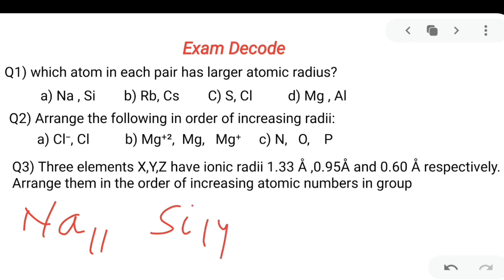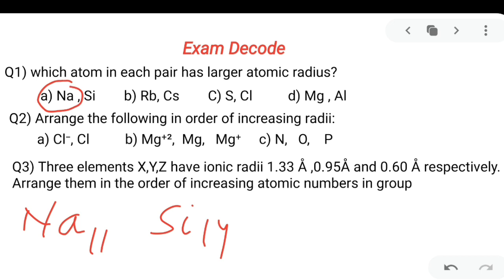the same period. When they are present in the same period, nuclear charge is a dominating factor. So as the nuclear charge of silicon is more than that of sodium, sodium possesses the larger size, because nuclear charge is inversely proportional to the atomic radius.